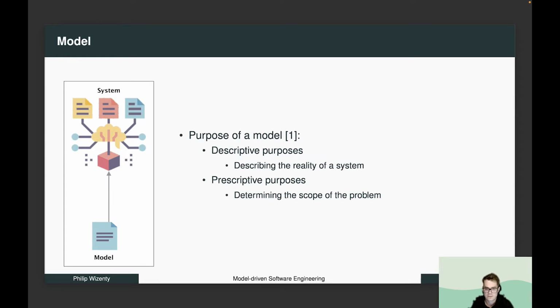In general, the purpose of a model is twofold. It can have some descriptive purpose by describing specific aspects of the real world, for example, the structure of a software system or its behavior. Hence, the model can also fulfill a prescriptive purpose by determining the actual scope of a problem, like the failing stability of a poorly engineered bridge or the failing of a poorly engineered software system.